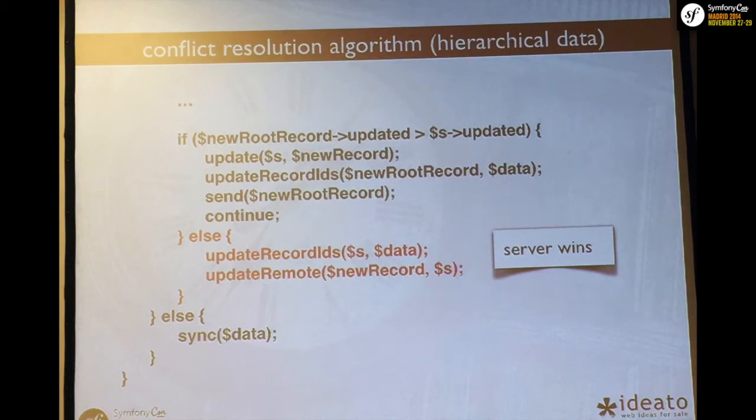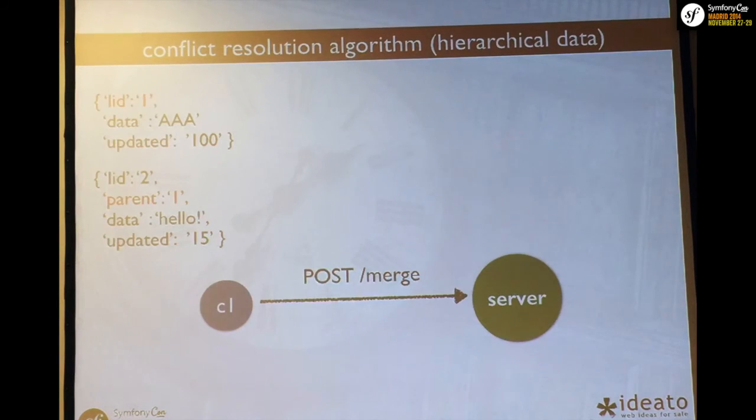Again, there is an example. I hope it will help to clarify things. Here we have two records. The first one with local ID 1 and is not synchronized yet, and the second one with local ID 2, sorry, and it contains a reference to the first record.